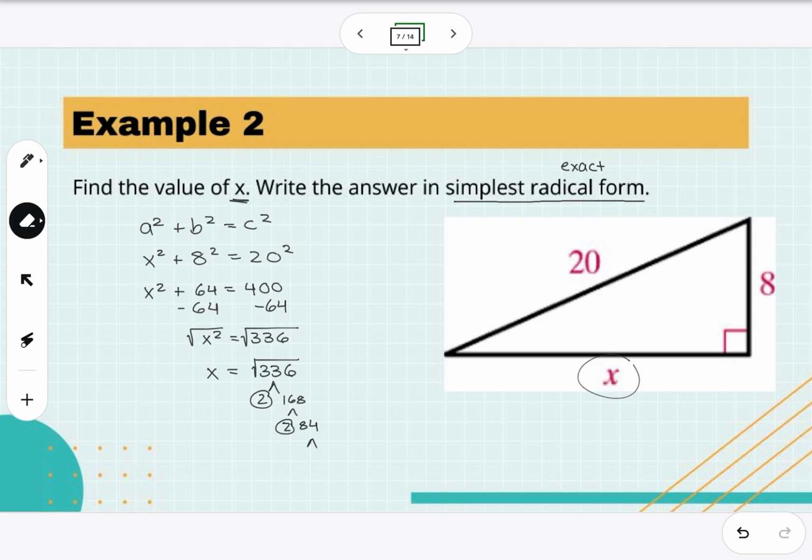I'm actually going to erase this because I want to show you a different method. Maybe you've heard of this one, maybe you haven't. I'm going to talk about this method that I call the perfect square method.